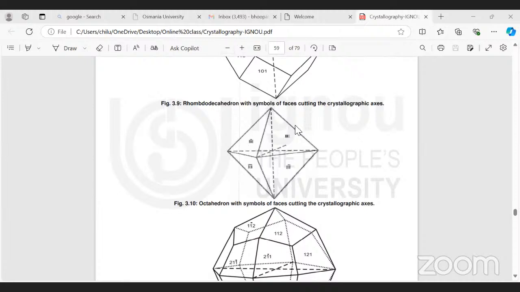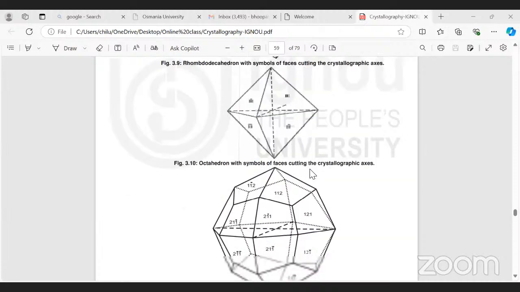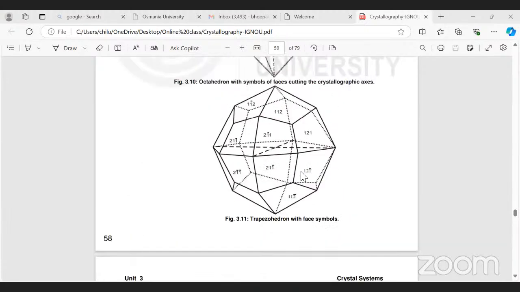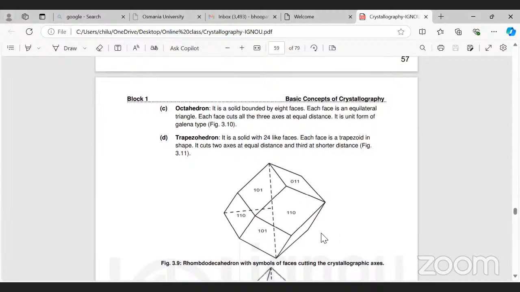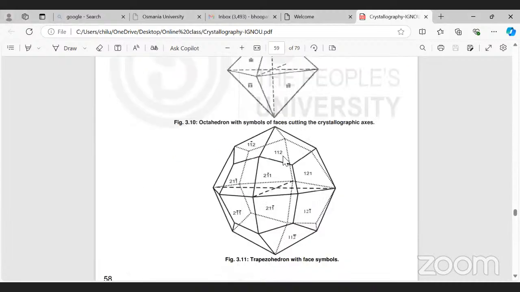Bottom one 4. This 4 and this 4. Octahedron. And the trapezohedron with the face symbols. This one, you see, trapezohedron. It has 24 faces. See, 12 will look like the front side, and 12 will be reflecting into the back side.